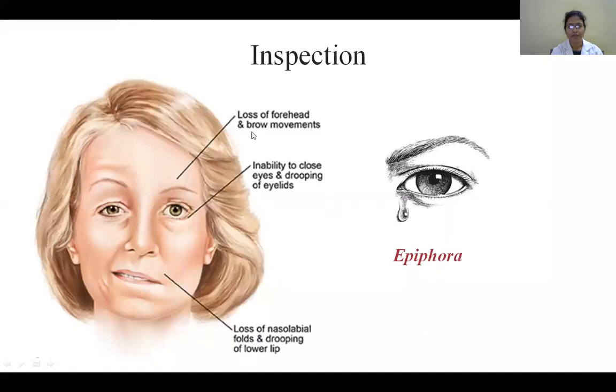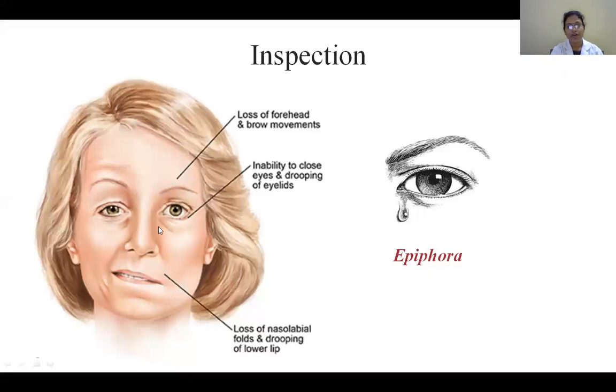Looking at inspection for the facial nerve specifically, when you look at the subject, you have to observe if there is any loss of wrinkles over the forehead or brow movements. Is the person able to close his eyes, or does he have drooping of the eyelids?